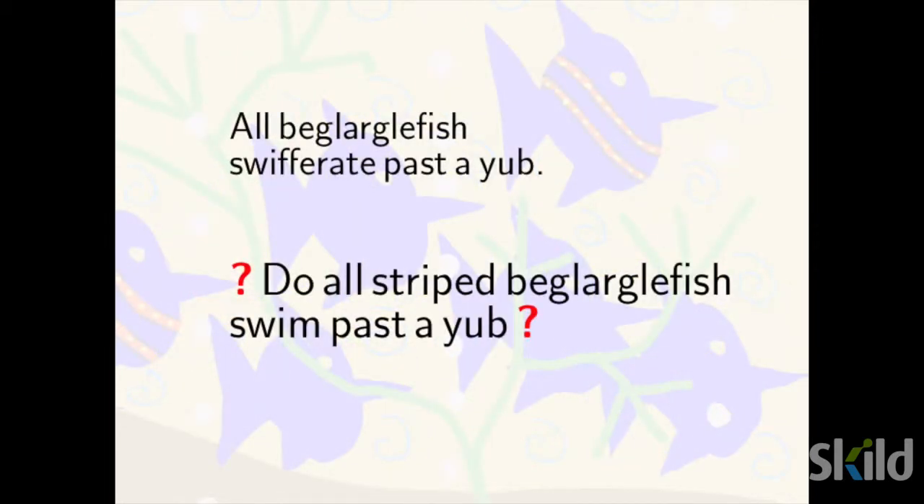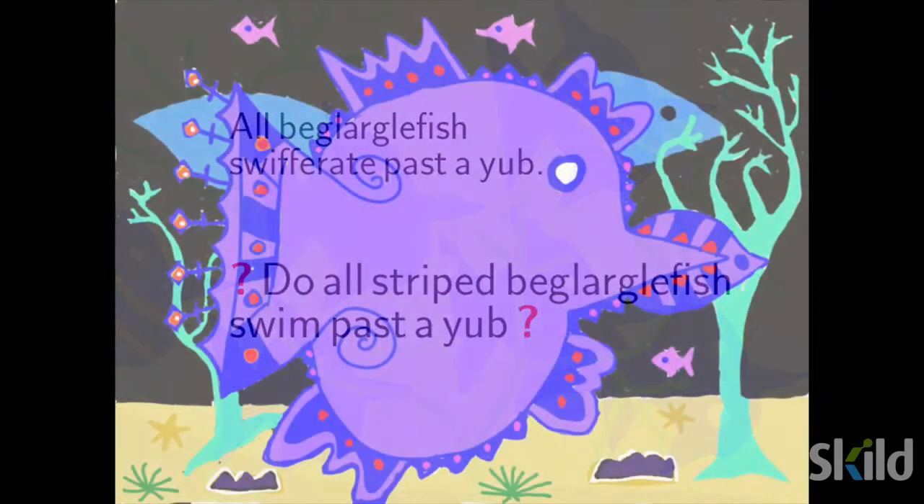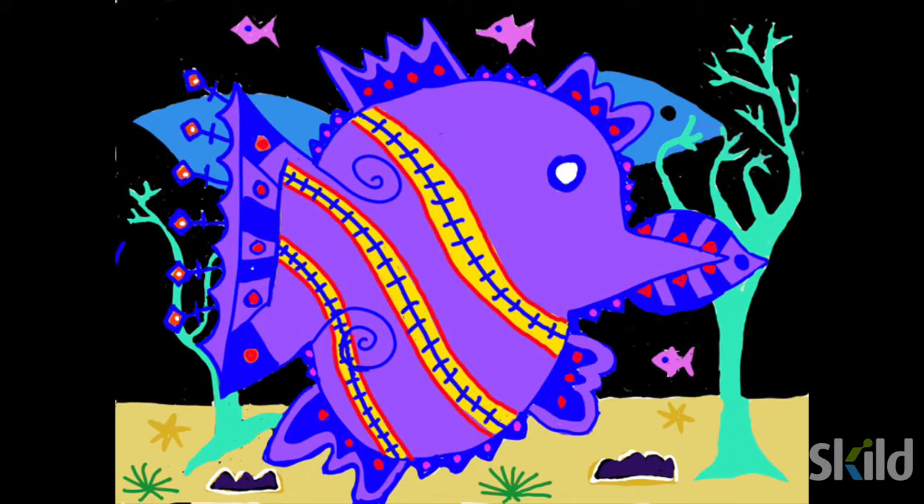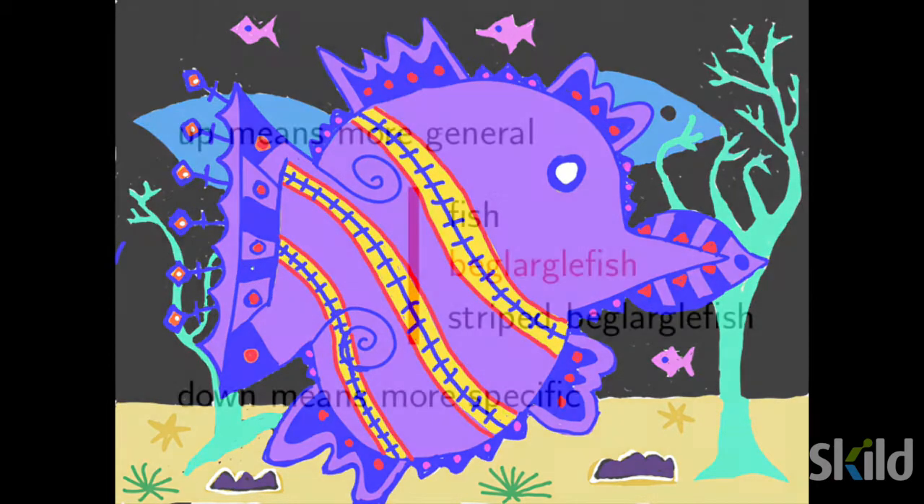All the glargle fish swifferate past a yub. And now let's ask: do all striped beglargle fish swim past a yub? To answer, let's take an ocean voyage to meet a beglargle fish. Some beglargle fish are striped.